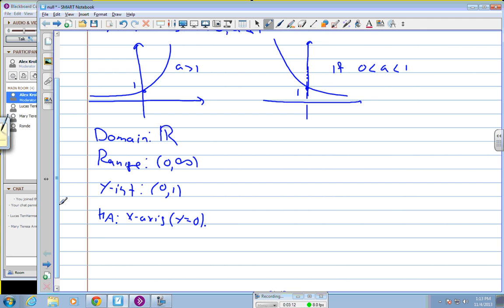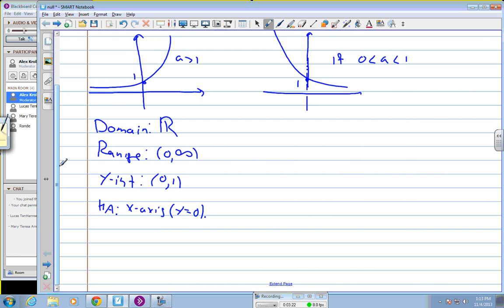But we also notice, just by looking at these graphs, that these functions are one-to-one, right? Just by looking at the shape of the graph of an exponential function, you see it passes the horizontal line test, therefore it's a one-to-one function. So exponential functions are one-to-one. How's that? Good? Okay.